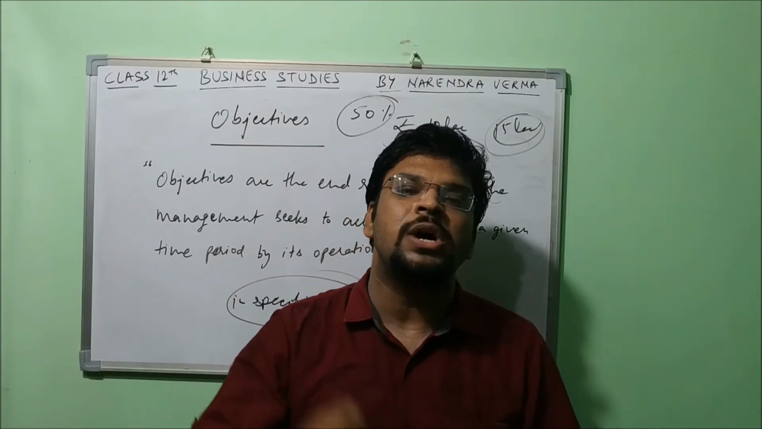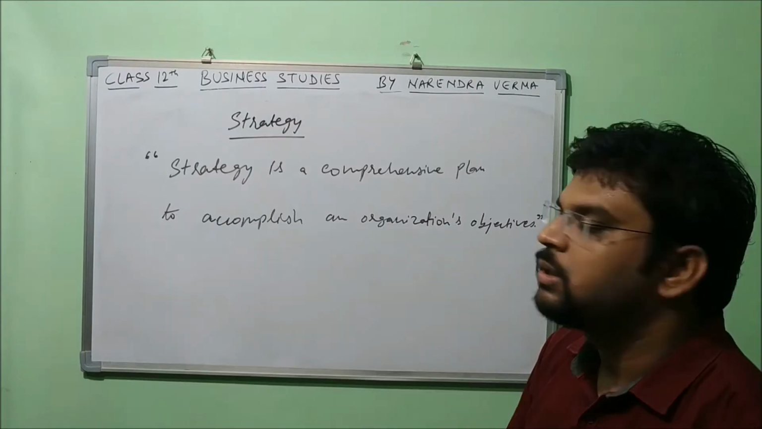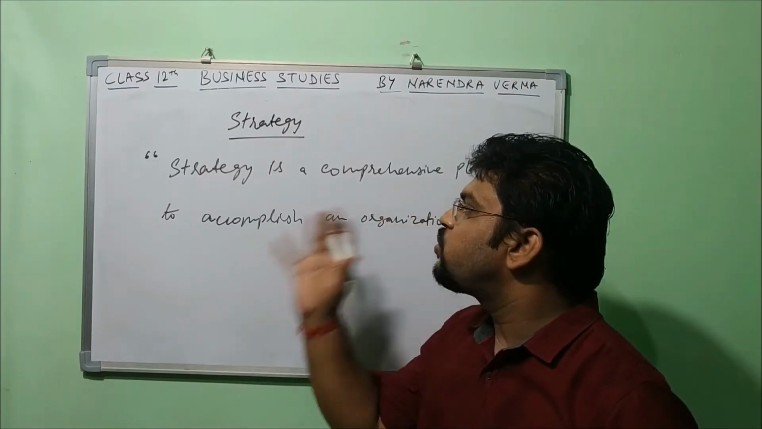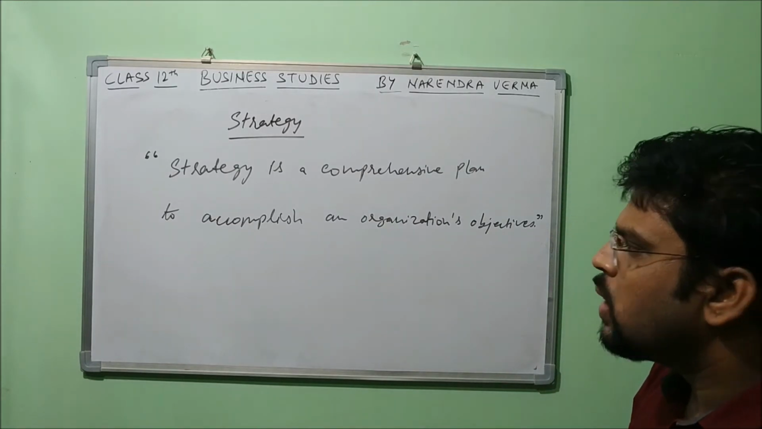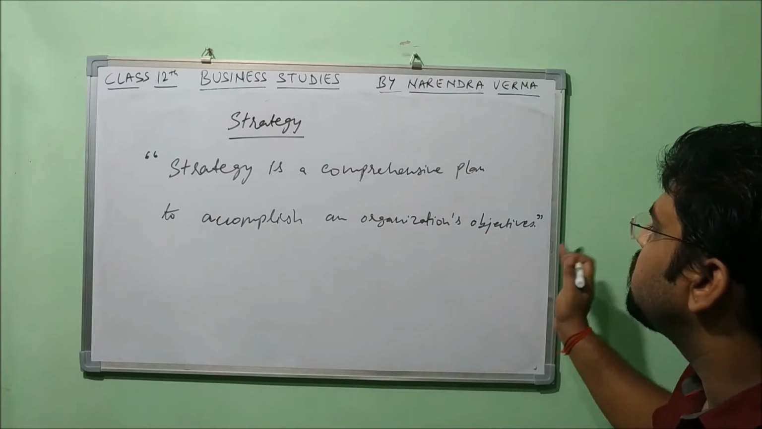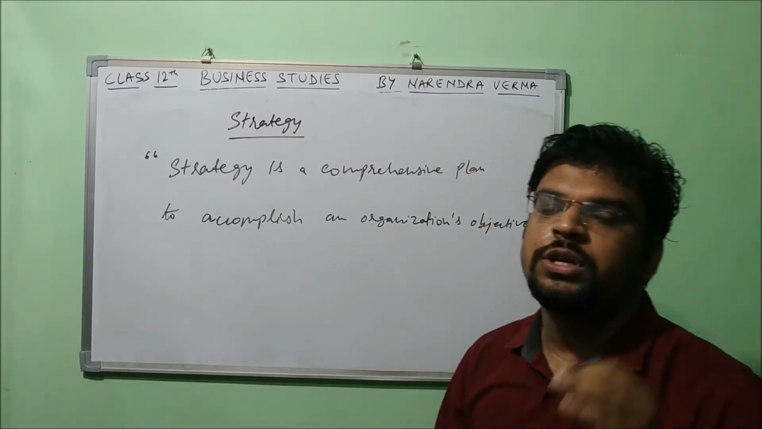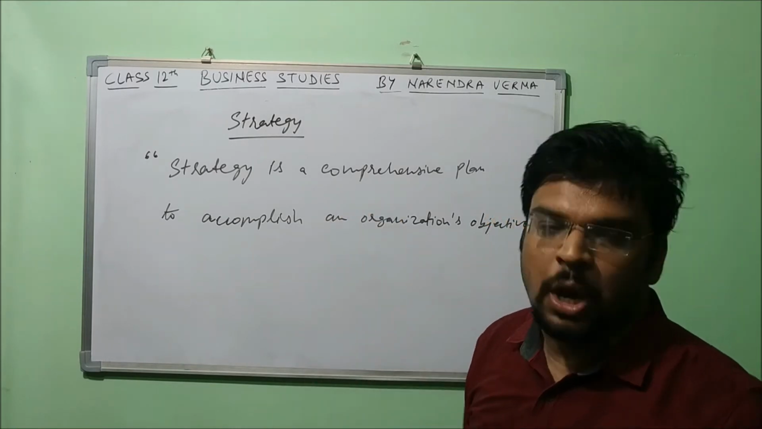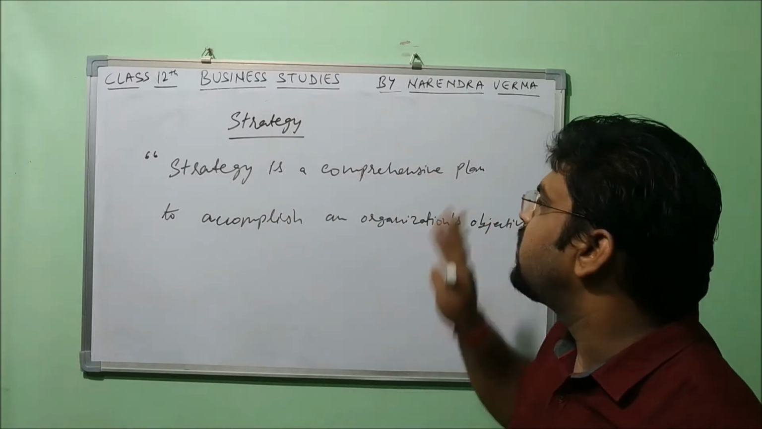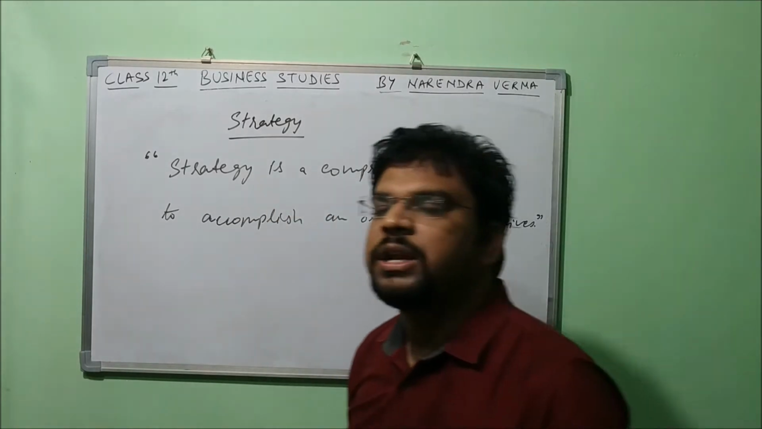Now let's move on to another type of plan. So the next plan is strategy. Strategy is a comprehensive plan to accomplish an organization's objectives. If you need to write down the one sentence definition anywhere, then you can write it down: it is a comprehensive plan to accomplish an organization's objective.